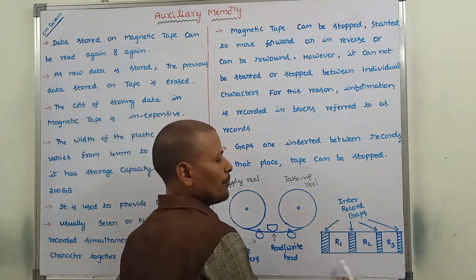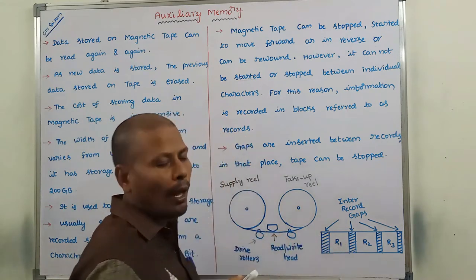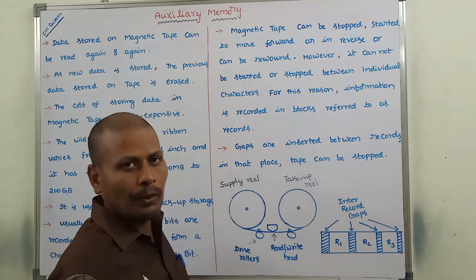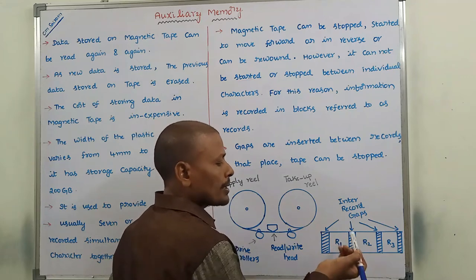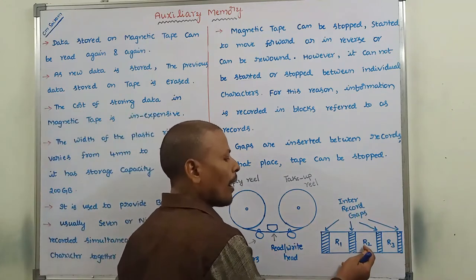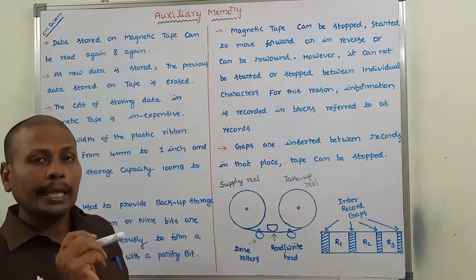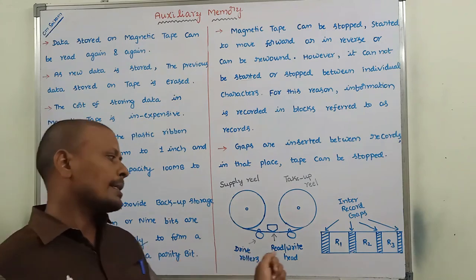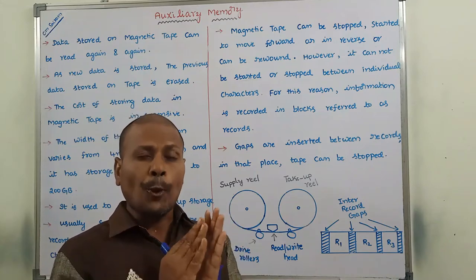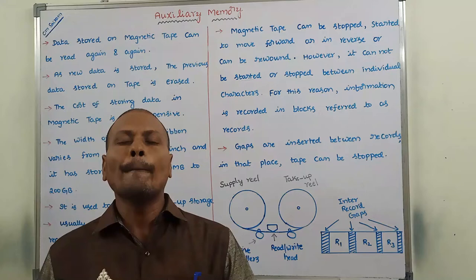So here, see this one. R1, R2, R3 are the records. In those records, we have to store the information. These are called gaps. Two individual records are separated by using gaps. Those gaps are called inter-record gaps. R1 and R2 are separated by some gap, and R2 and R3 are separated by some gap. In that gap, we have to stop the magnetic tape. What is the purpose of the inter-record gap? The inter-record gap is used for stopping the magnetic tape. At that time only, we have to stop the moving of the magnetic tape.